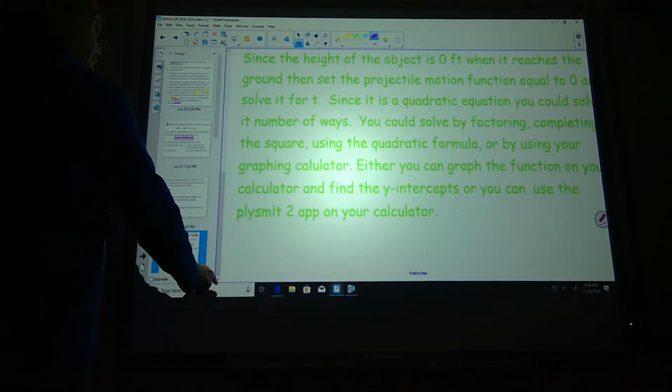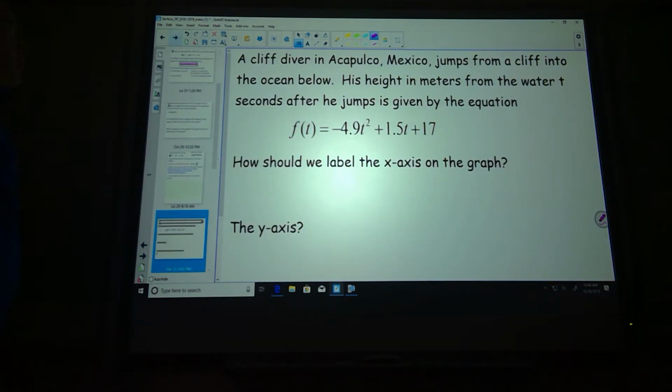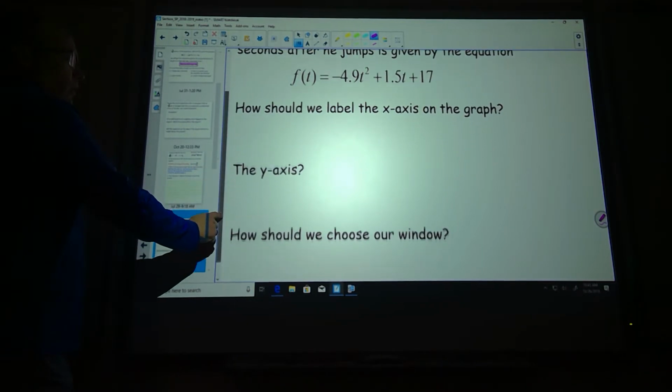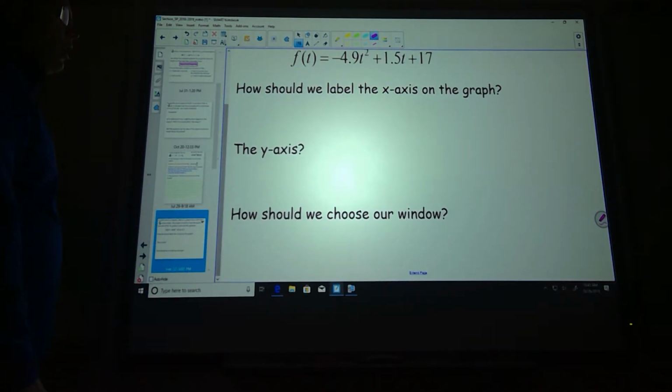All right. I'm going to get to a problem. We're going to work it. Okay. So it says a cliff diver in Acapulco, Mexico, jumps off a cliff into the ocean below. His height in meters from the water, t seconds after he jumps, is given by this equation. Okay, so they're giving us a little bit different equation, but this is our equation. How should we label the x and y axis on the graph? And how should we choose our window?